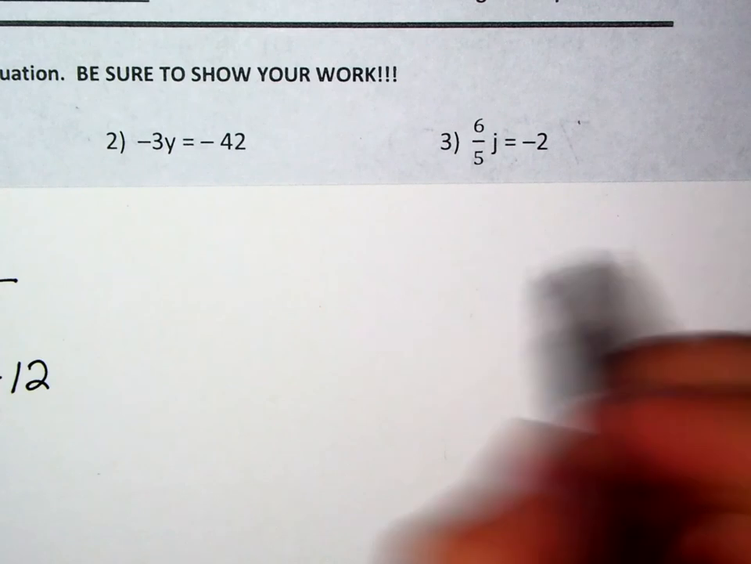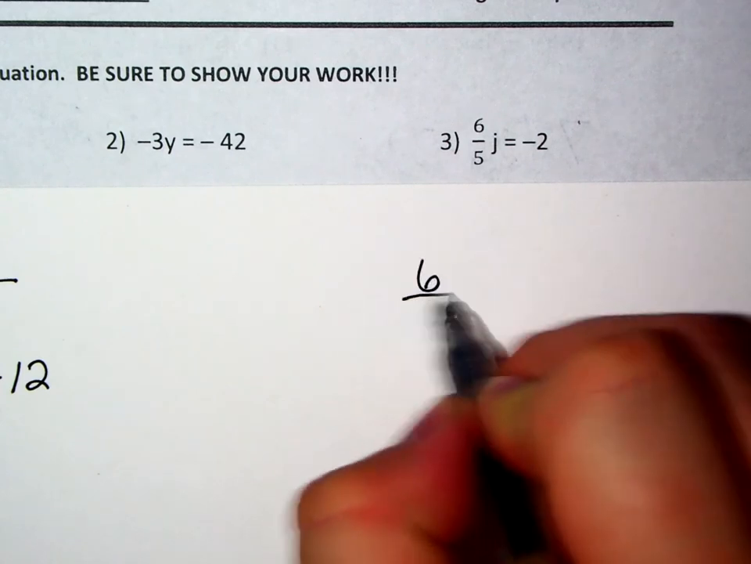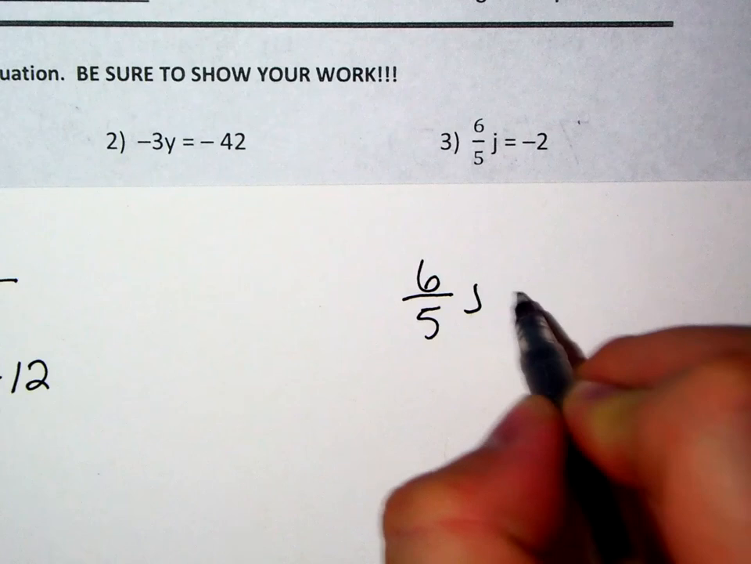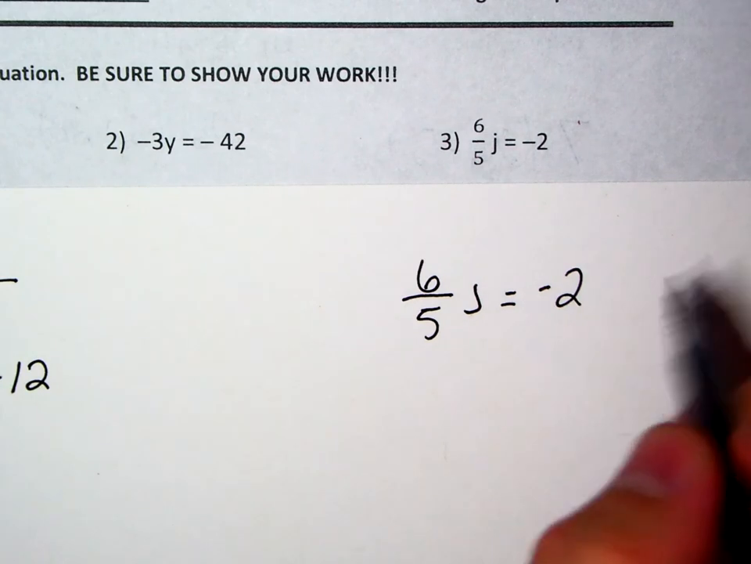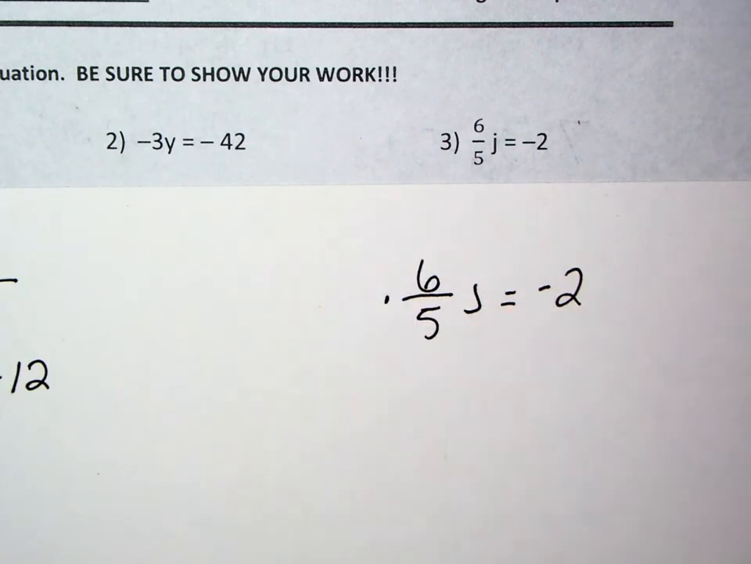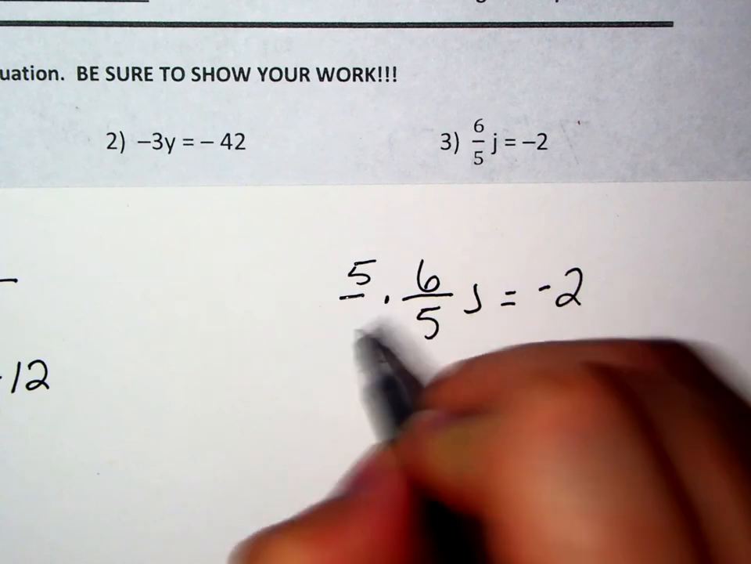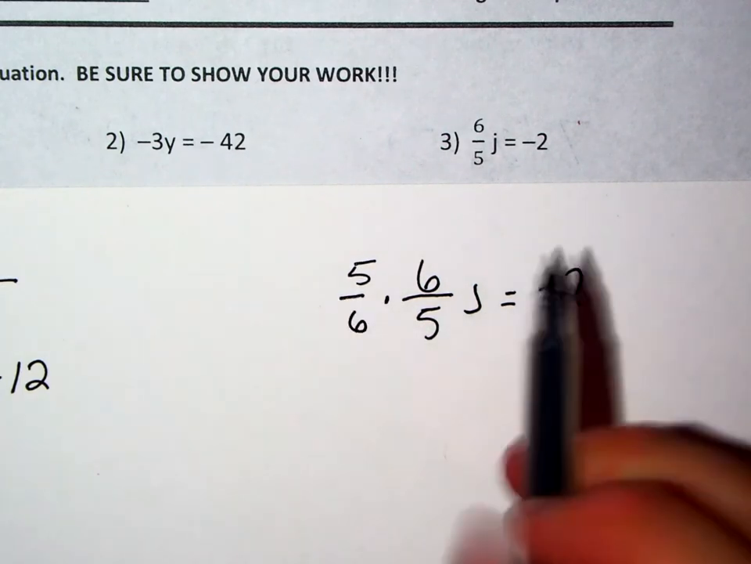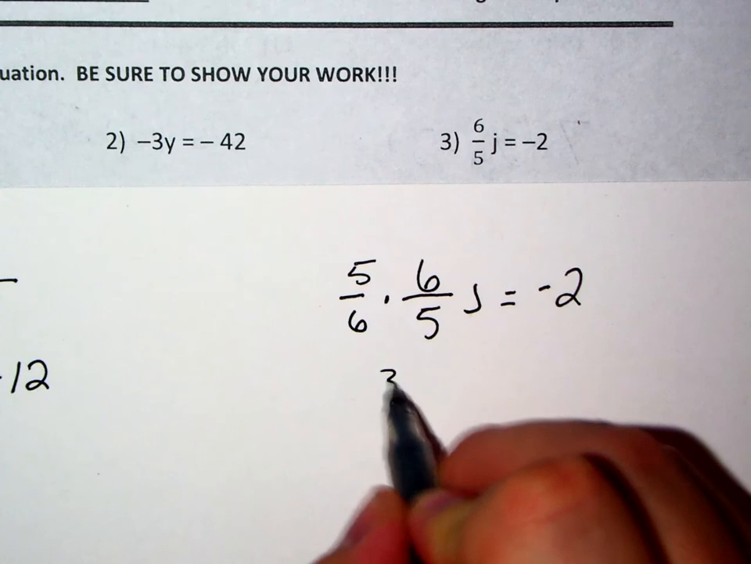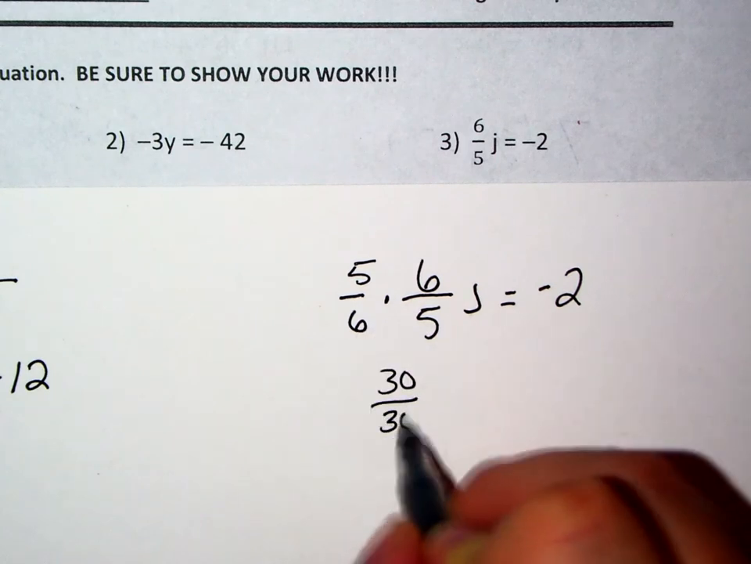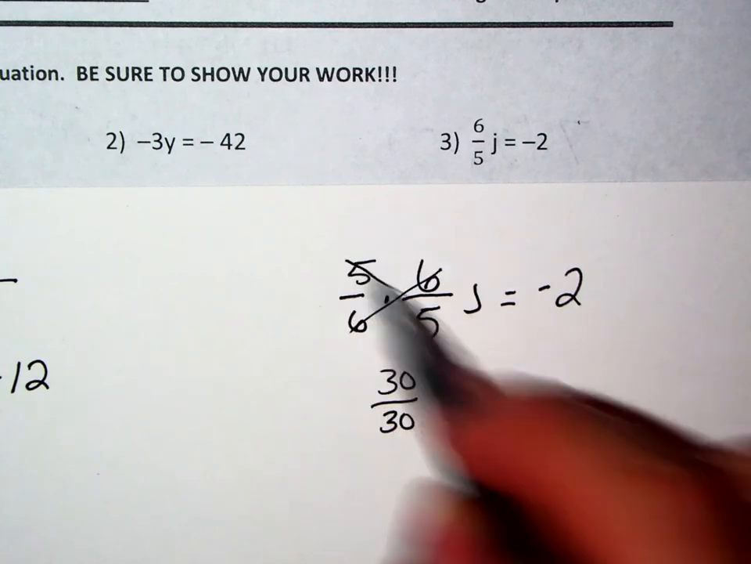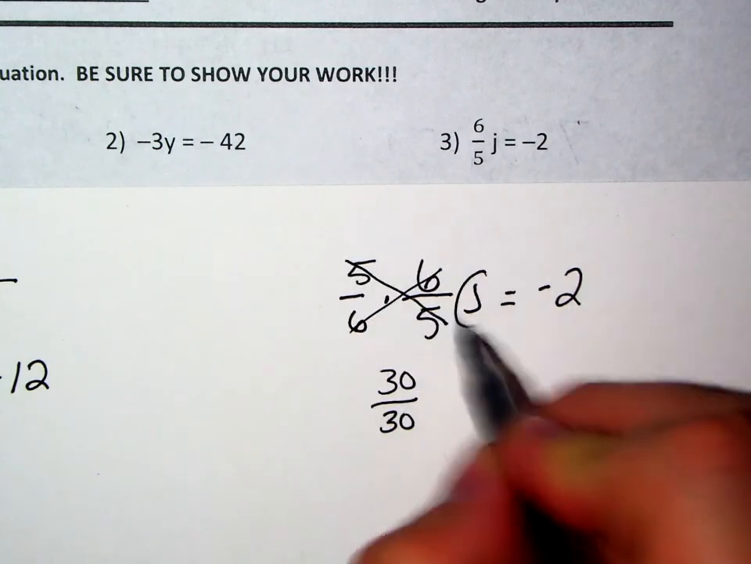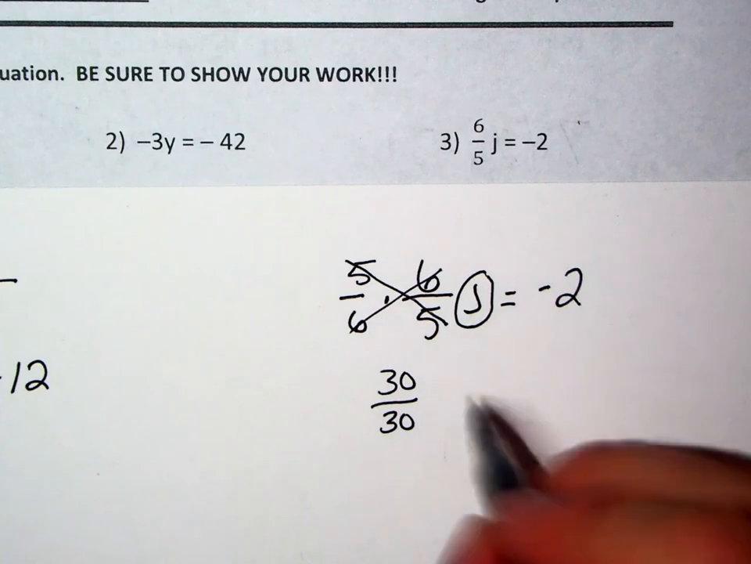Now let's look at problem 3. 6 over 5 times j equals negative 2. And we've talked a lot about multiplicative reciprocal. And we discussed in class today about how if I multiply 6/5 by its multiplicative reciprocal, 5 over 6, then I will end up with 5 times 6 is 30, and 6 times 5 is 30, which we know to be 1. So in essence, what happens is these two cancel each other out, and I'm left with only j on my left side of the equation.